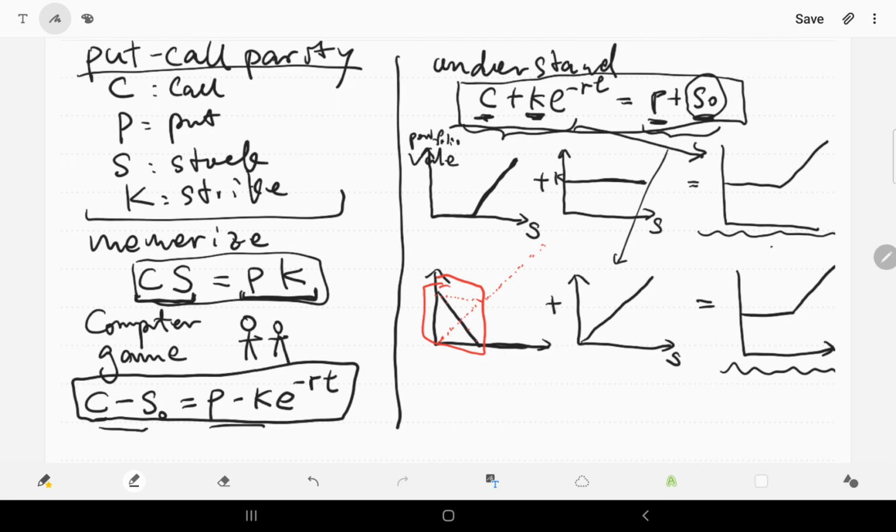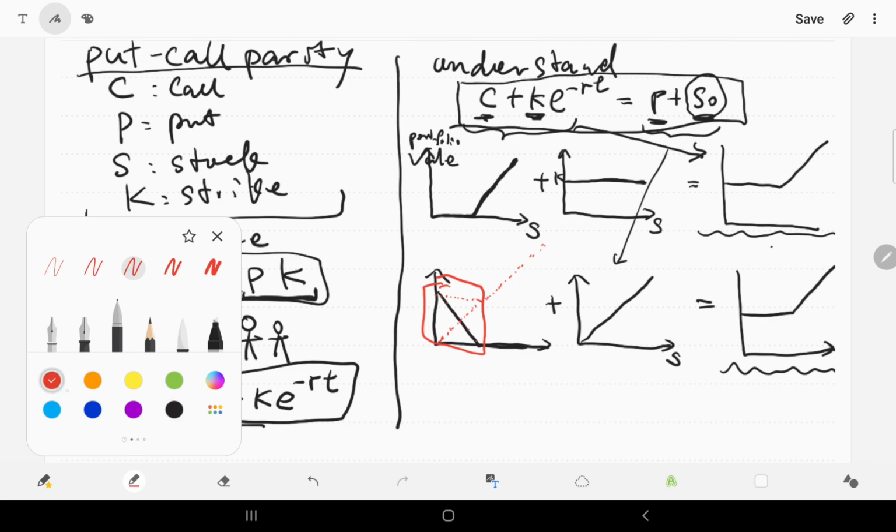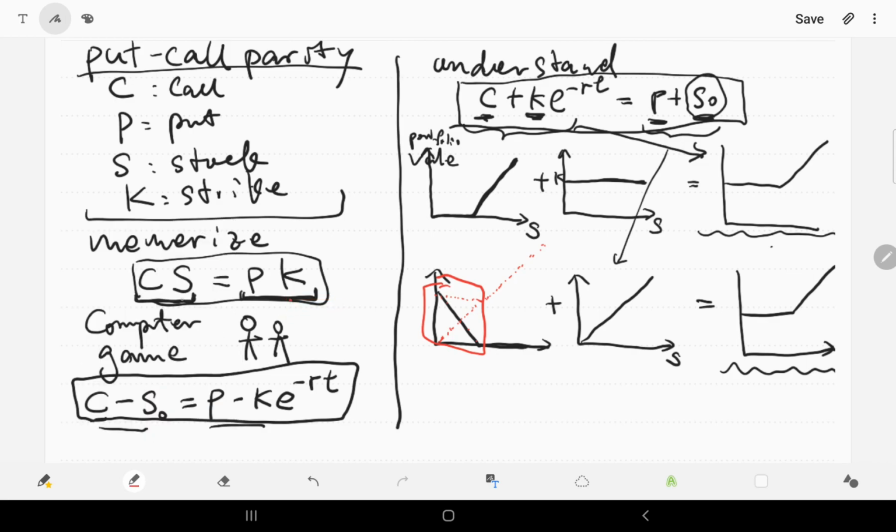To sum up, if you want a trick to memorize it quickly, my trick is a computer game, CS, which is equal to PK with each other. So CS equals PK. That becomes C minus S equals P minus K, the present value of K. And if you want to understand this, you can also understand it graphically: since the two sides have the same portfolio payoff, they must have the same present value.